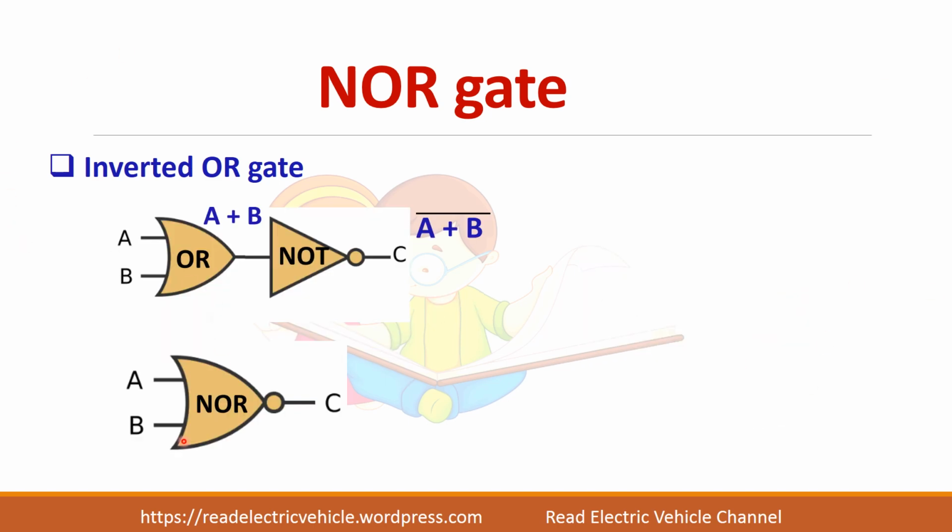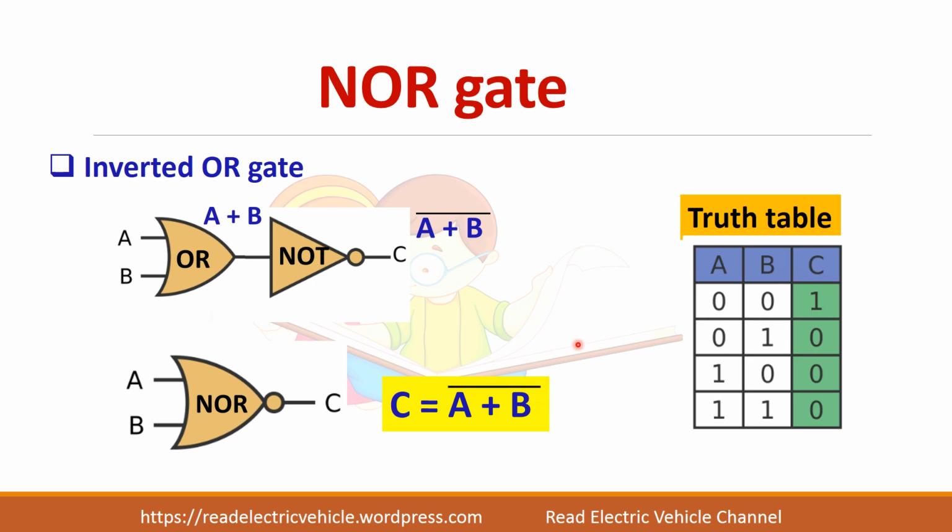So we can see the NOR gate symbol. Same OR gate symbol, you put a bubble here, it becomes a NOR gate. C is equal to A plus B bar, and this is the truth table, just inversion of OR gate. So if both the inputs are 0, you will get high output, otherwise you will get 0 as output.